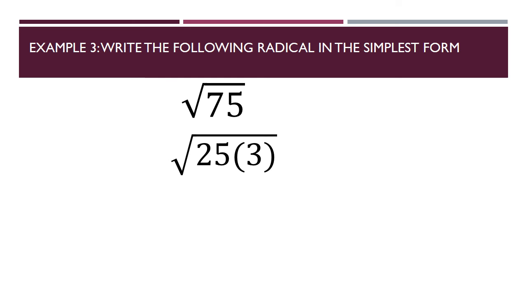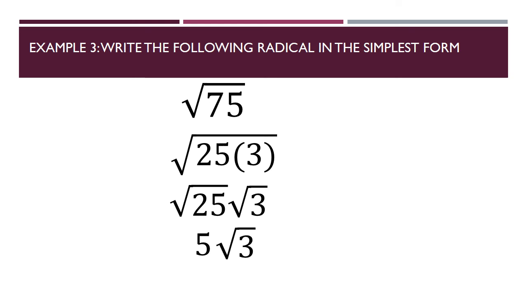Now, I can write radical 25 times 3 as radical 25 times radical 3, because the radical of the product is equal to the product of the radical of the factors. So now I know that radical 25, or the square root of 25, is 5. And radical 3 is an irrational number that I cannot simplify anymore. So radical 75 is equal to 5 radical 3 in the simplest form.